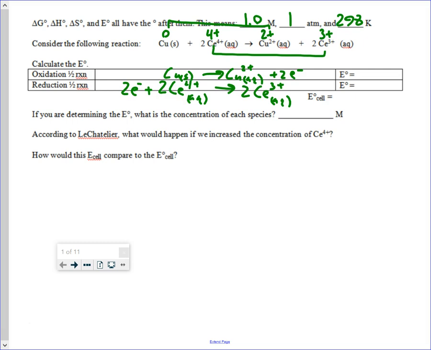Okay? So the copper one, we looked that up. That's oxidation, so we've got to flip it, and we end up getting a negative 0.34 volts. For the cerium one, the reduction of cerium 4 to 3, we have a positive 1.7 volts, and that's going to give us an E cell, a standard cell potential for this reaction of 1.36.